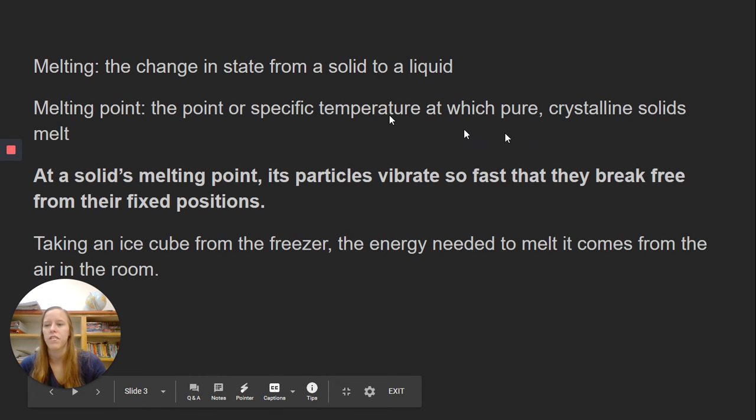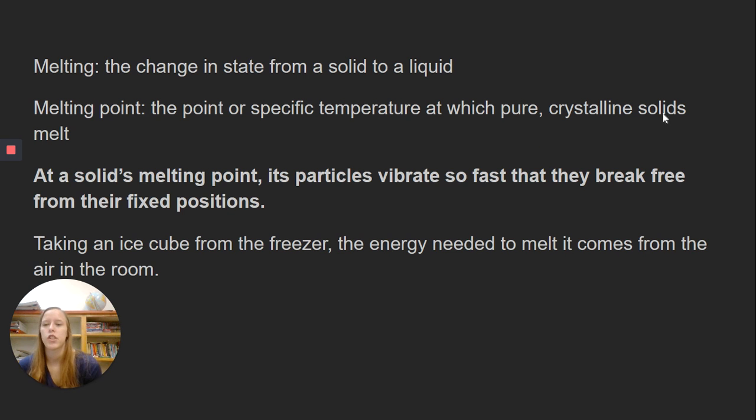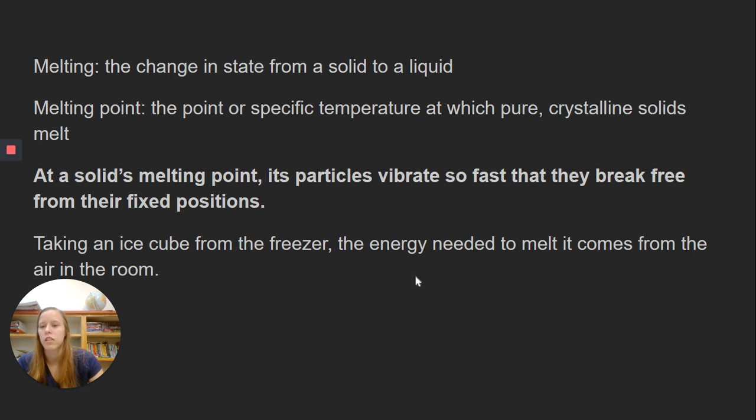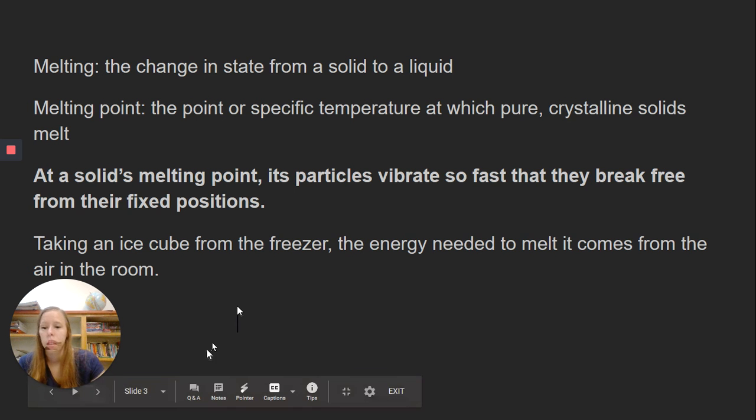So first we have the definition of melting. Melting is the change in state from a solid to a liquid. And then the melting point is the point or specific temperature at which pure crystalline solids melt. Okay, so if you think about an ice cube, as we see down here, if you take an ice cube out of the freezer, it's solid, right? It's solid ice. And then because of the temperature difference from the freezer to outside of the freezer, it's going to melt. So changing from a solid to a liquid.